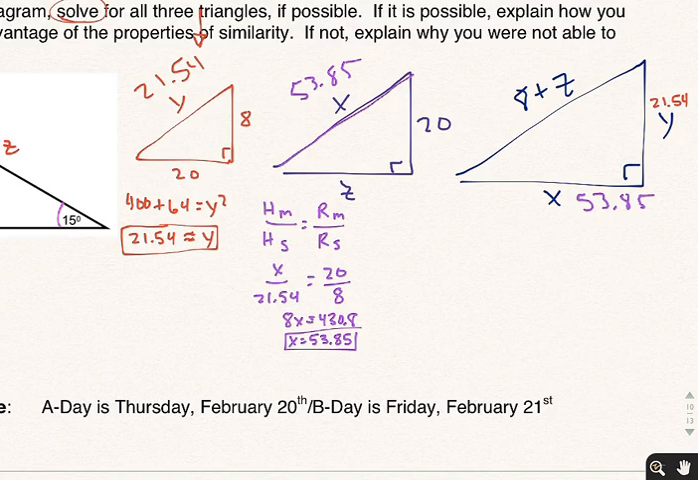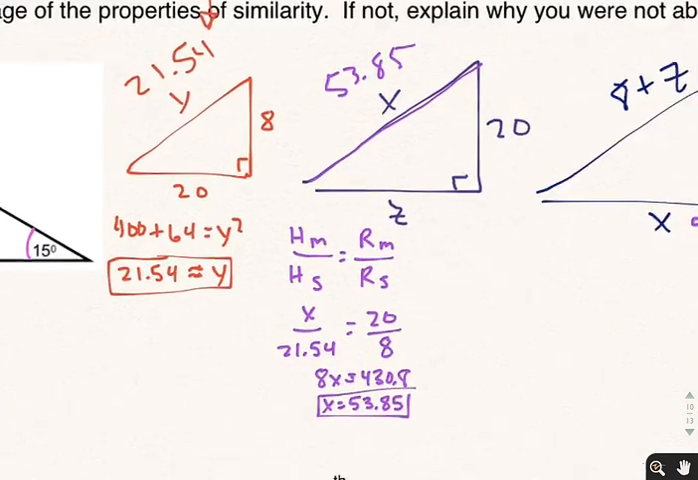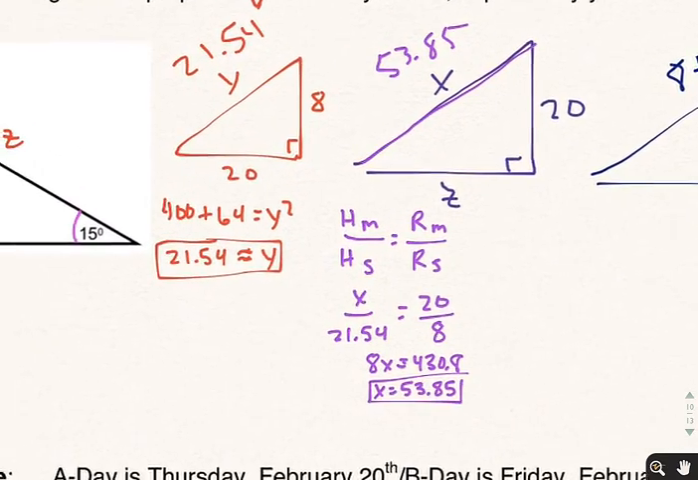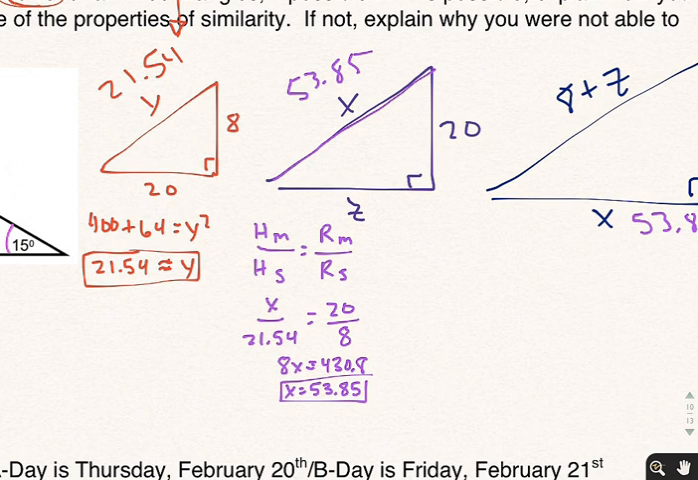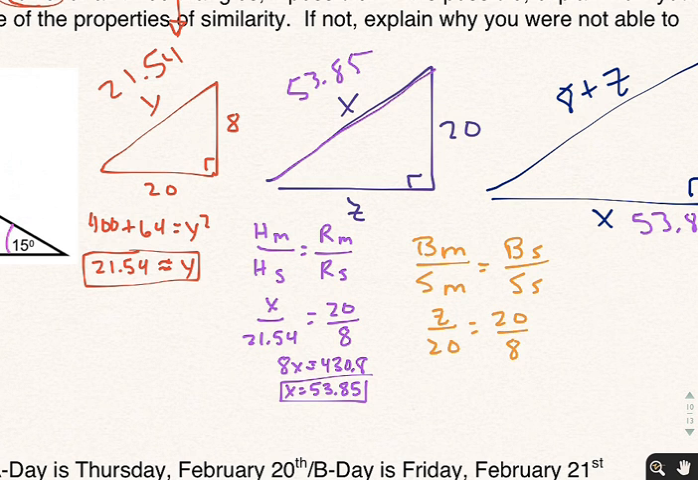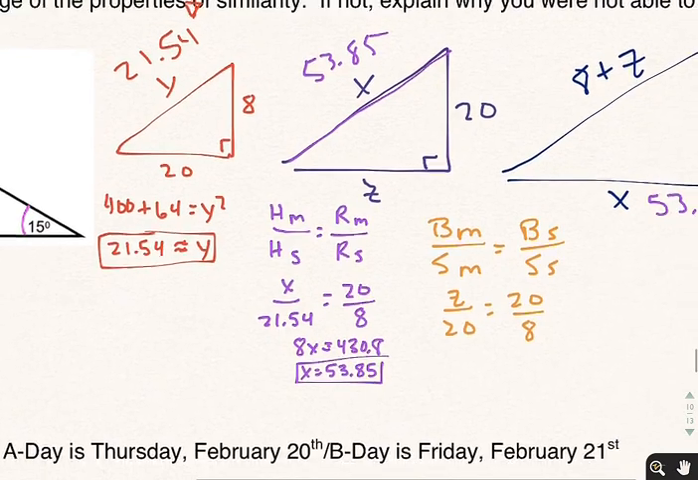So now you need to find z, and I think I'm just going to use these two triangles to do it. I don't think I even need a large triangle at all. So z is on the bottom, so bottom of the medium is to the side of the medium, because I can write any ratio I want, so I'm going to keep within the same triangle. So I have to write bottom small, side small to match it up. So bottom medium is z, side medium is 20. Bottom of the small is 20, and then side of the small is 8. Okay, I'm using those two triangles right there.